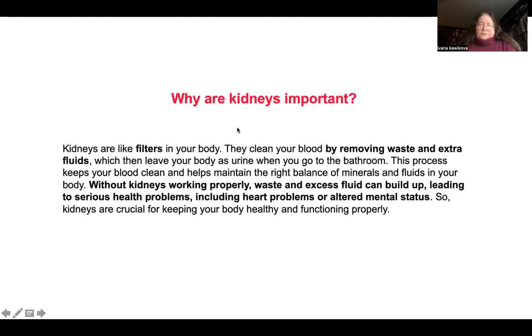So why are kidneys actually important? It's an organ that is critical for management of our fluids, of our water, and it also removes waste products, for example, from protein catabolism, or any other products, for example, some medications or toxins that we ingested.